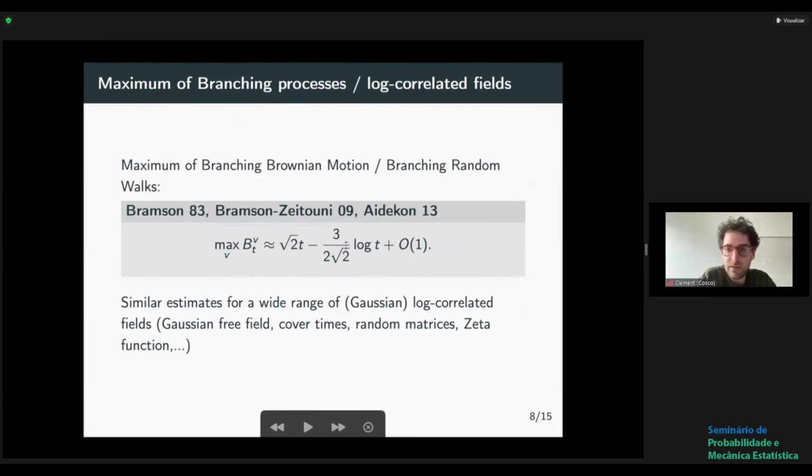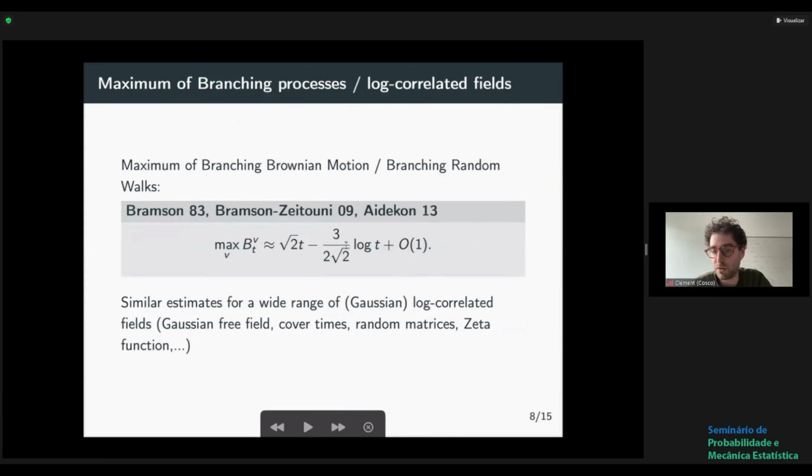And in fact, this phenomenon that appears for branching walks was proved to appear in many other fields that are connected to Gaussian log-correlated fields. For example, the Gaussian free field, cover times of random walks, random matrices, and also the zeta function, which is a bit more surprising. This kind of universal feature of studying the maximum appears in many different fields, and in particular, one natural question is: does this also appear for polymers in 2 dimensions, at least in the regime beta hat strictly less than 1?